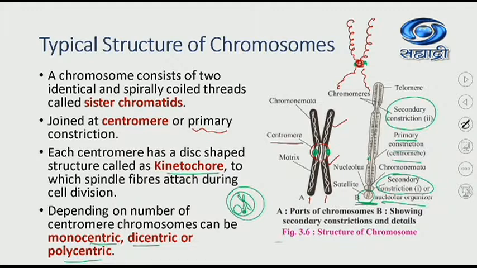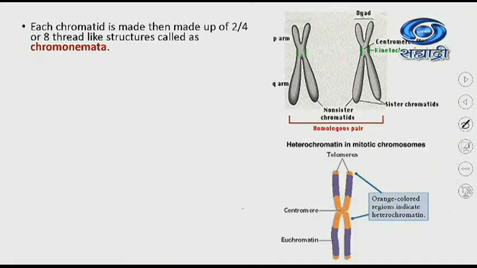What is the function of the kinetochore? Providing space for attachment of spindle fibers. What is the function of the secondary constriction, which is also called the nucleolar organizer? It plays an important role in the synthesis of the nucleolus. Let us proceed. Each chromatid is made of 2, 4 or 8 thread-like structures which are called chromonemata. Further, the chromosome is made up of, so each chromatid, this was one chromatid, this one, second, three.